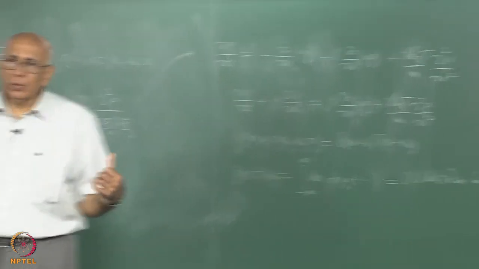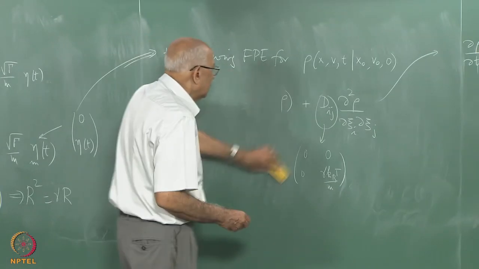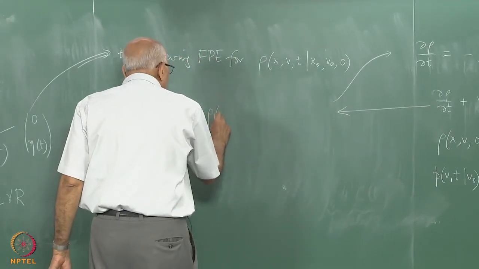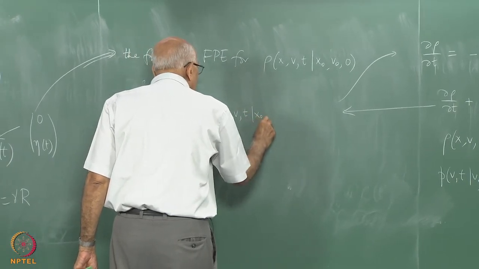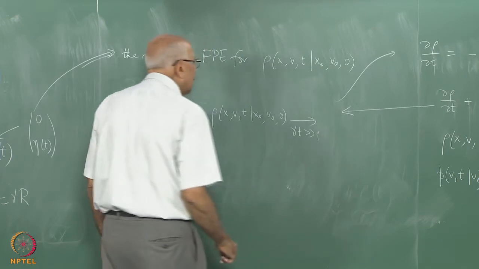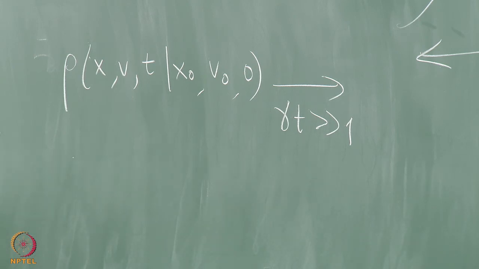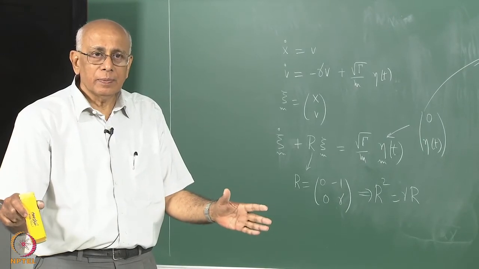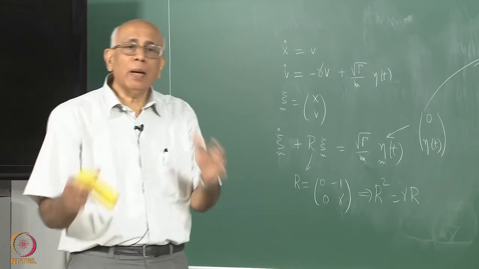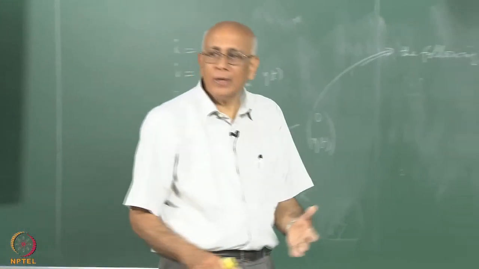But we can ask, what does this guy do when T becomes very large? What would you expect it to do? So I take this solution, with this initial condition, and ask, what is rho of x, v, t, x naught, v naught, 0, as t tends to infinity, or gamma t is much, much bigger than 1. What would it tend to? What would you expect now? I'd expect the velocity to have thermalized completely. And then what would be the distribution of the velocity? The Maxwellian. I'd expect a Maxwellian in velocity. It would multiply a distribution in x. And what would that distribution be? The solution of the diffusion equation.